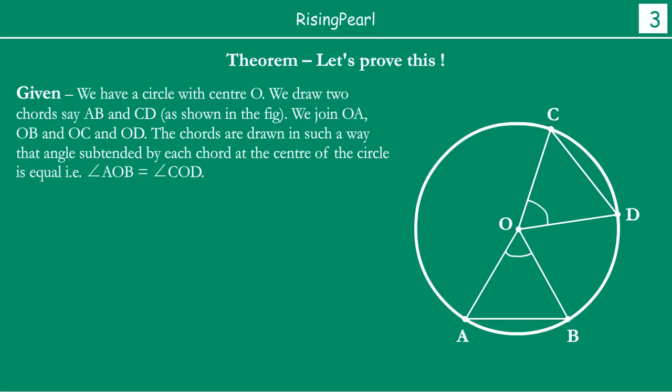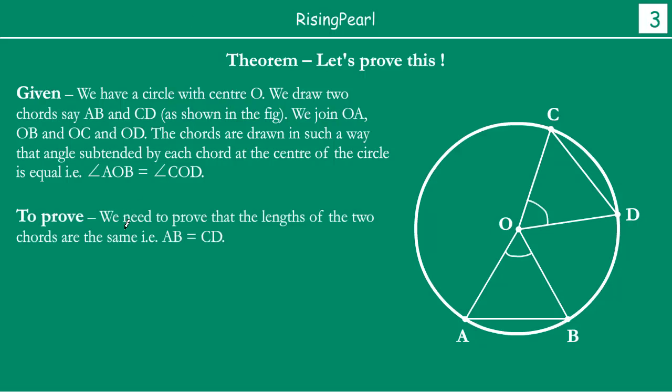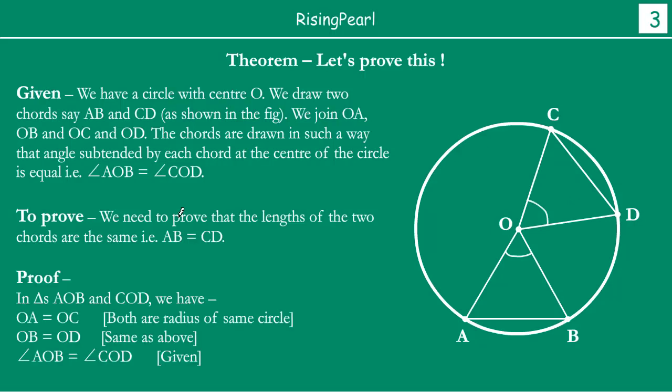एक बार दोस्तों after we write given क्या है, then what do we write? उसके बाद हम लिखते हैं हमें क्या प्रूव करनी है. So दोस्तों हम देखते हैं we need to prove that lengths of the two chords are same. इसका मतलब है दोस्तों हमें दिखानी है AB is equal to CD. So this is what we have to prove. So दोस्तों now how we proceed? उसके बाद दोस्तों we actually start with the proof.